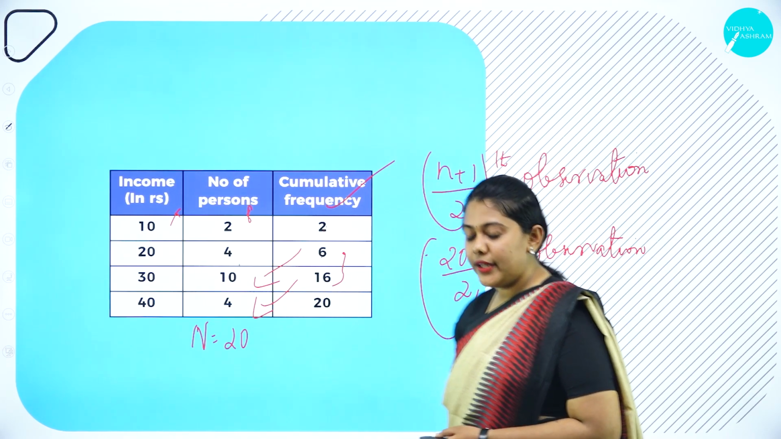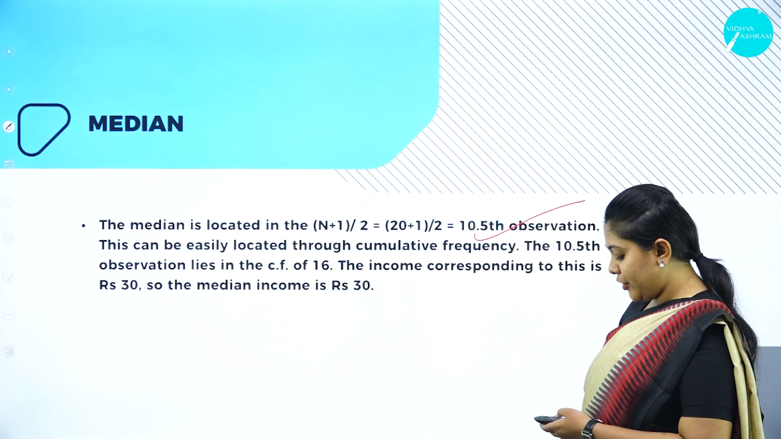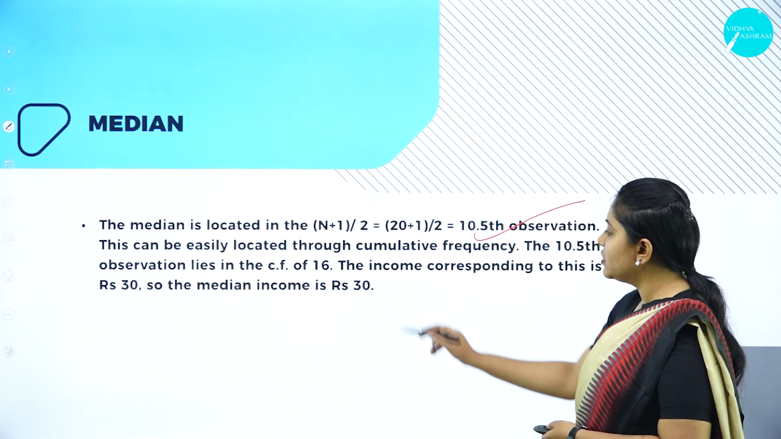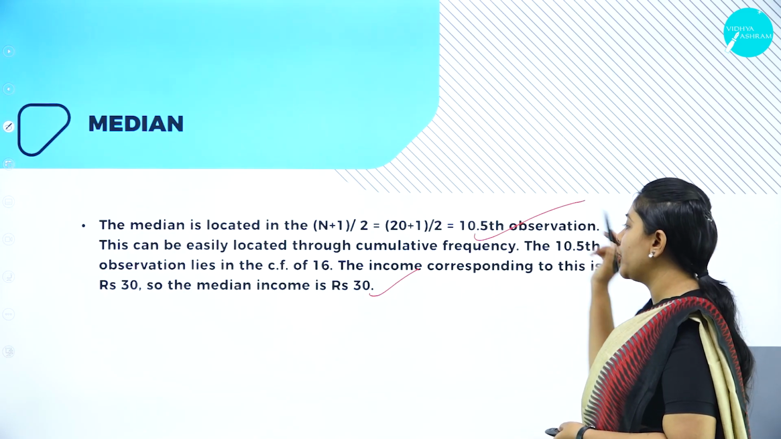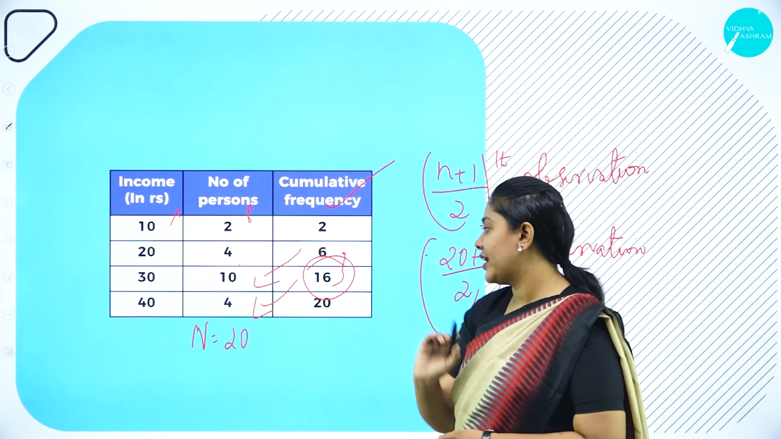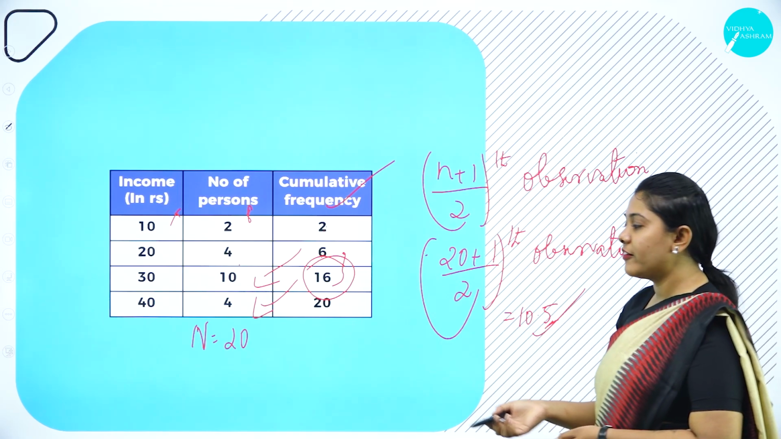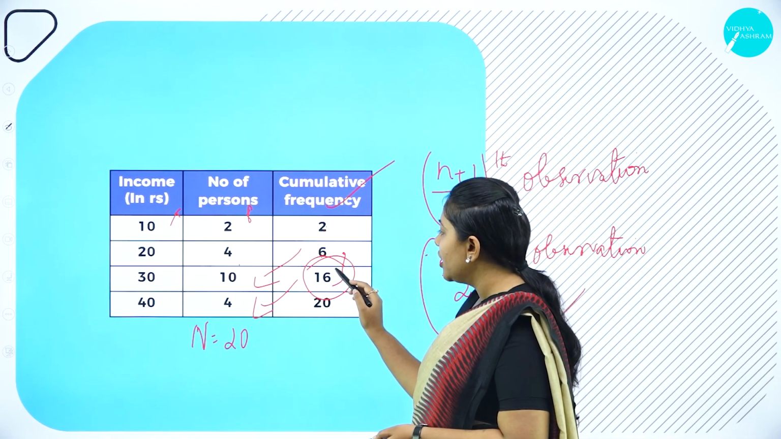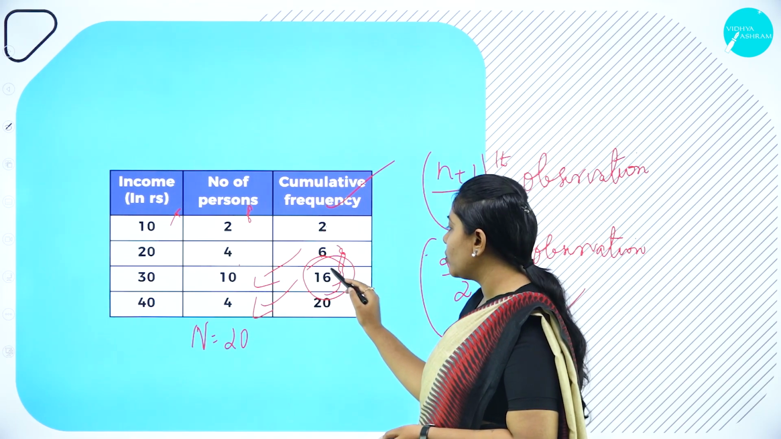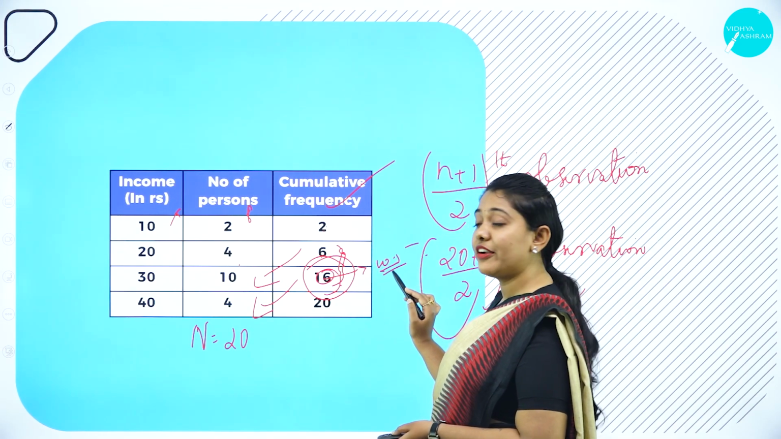So your median will be the 10.5th observation. Your cumulative frequency will be under 16, 10.5. So the income corresponding to this will be 30. I'll repeat, listen carefully. Substituting in the formula, you got 10.5. So where does 10.5 lie? In between these two numbers, 6 to 16. So in between these numbers your 10.5 lies.